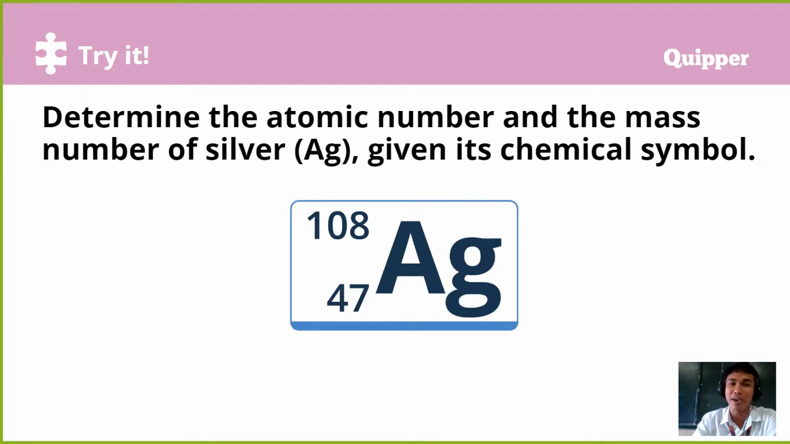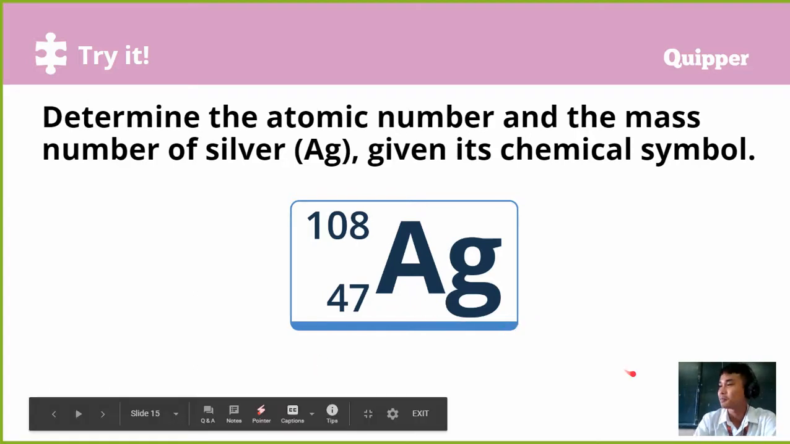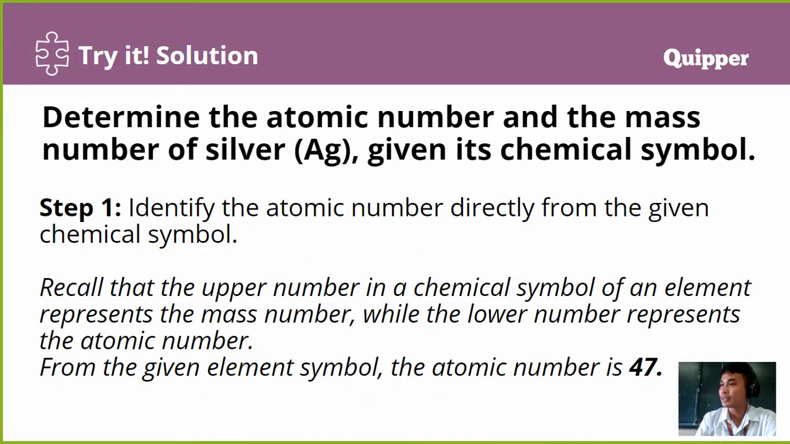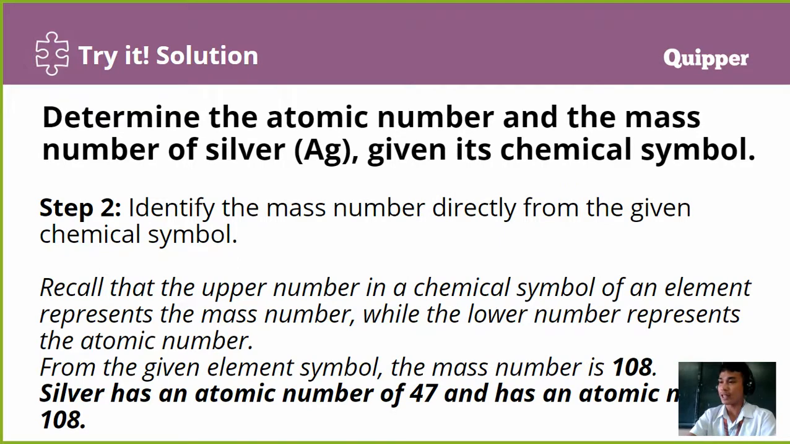Anyway, I'm recording this discussion. Okay, so here, determine the atomic number and the mass number of silver, given its chemical symbol. So, we just answered this already. So, here are the steps. Okay? Screenshot it or take a picture so at least you have it. Anyway, I'm recording this one. But I'm going to skip this step because we're running out of time. Okay? It's easy to solve anyway.